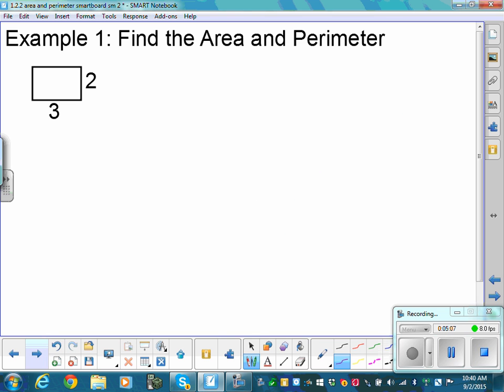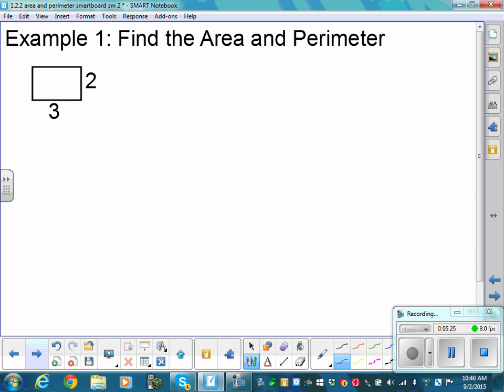Let's start out really basic here. Find the area and perimeter. So I'm going to ask you a question really quick. This one's very basic. Is this a rectangle or a square? Be ready to validate why you say one or the other. Think about it on your own.